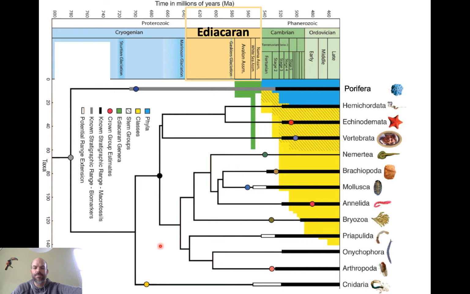So why is that? Well, in order to understand why these Cambrian fossils are so different, we have to think a little bit about what the animals were like during the period before the Cambrian. That's called the Ediacaran period.